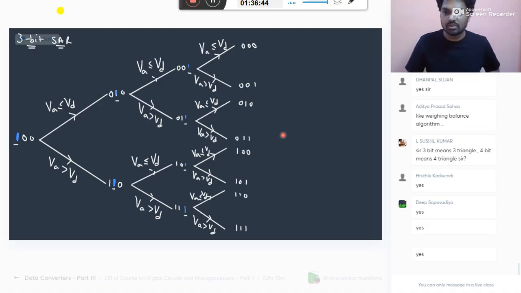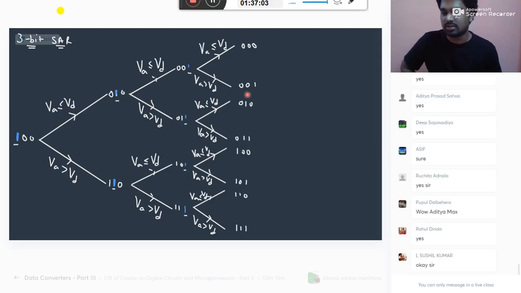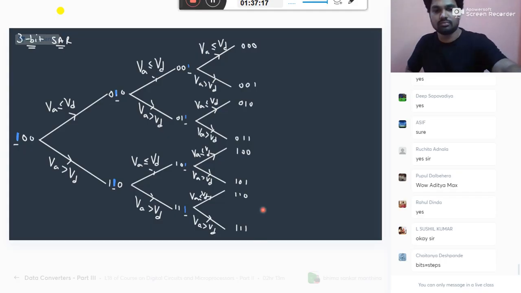So 3-bit means, what is that triangle? If you have one more bit, you may have one more step. That's all. As the number of bits increases, the number of steps will increase. Here, the number of steps is fixed. Okay, 1, 2, 3 stages, then you will get the answer. Whatever you get after 3-step conversions, that is the final answer we take. That is MSB to LSB. You do this process. Okay, let's take one example.